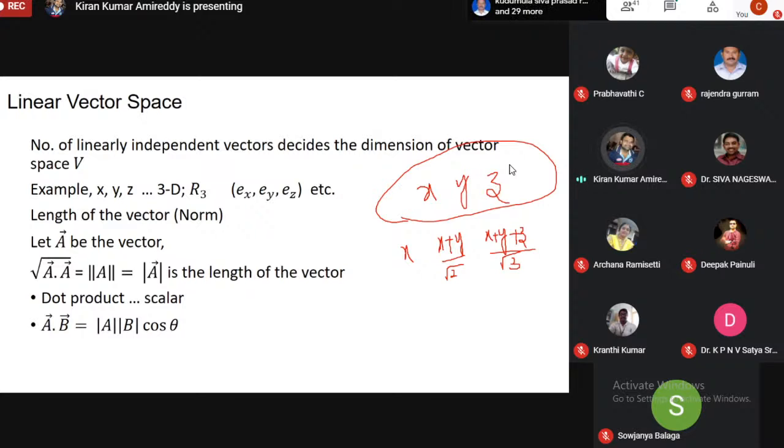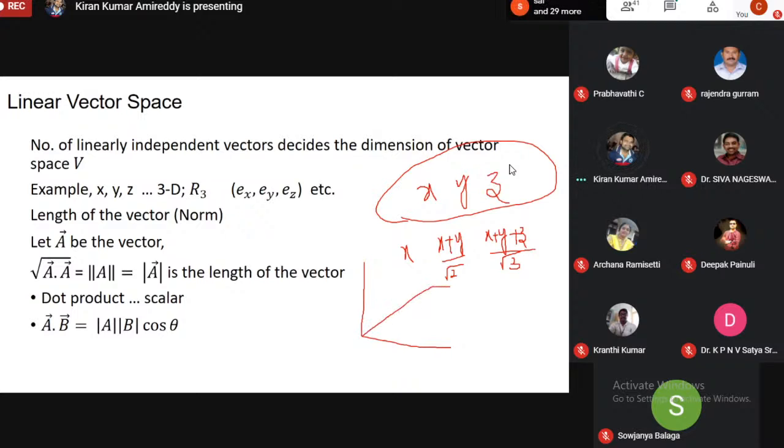But in the second step we have a different basis. We can use this basis if we express any vector using this basis system. Assume x is a horizontal line and y is this way, so x plus y by root 2 may be somewhere here.